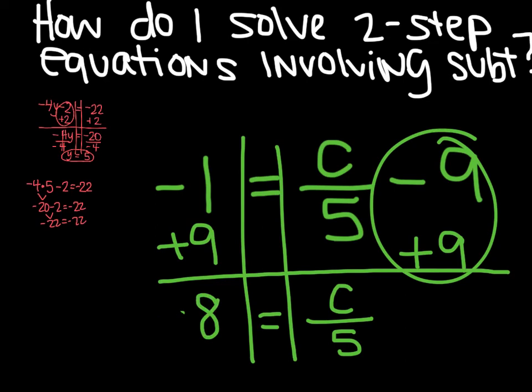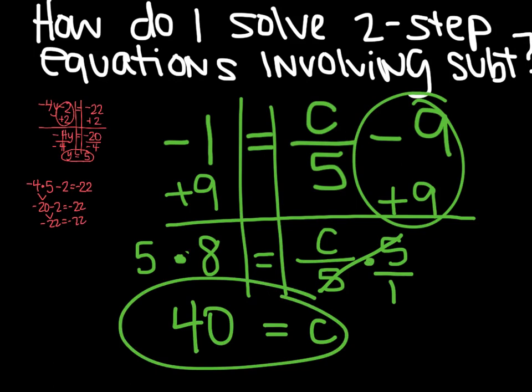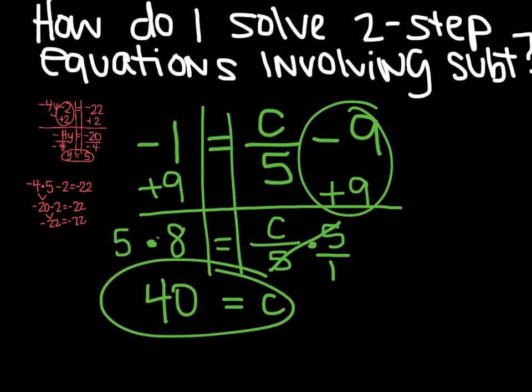And then I need to undo the dividing by 5 to get c by itself. So I'm going to multiply by 5 on both sides. And then what I have left here, that's 1's out, or cross simplifies, if you put it over 1. C equals positive 40. And then you check your solution. For time-wise, I'm not going to do that, but I will be looking for you to do that.